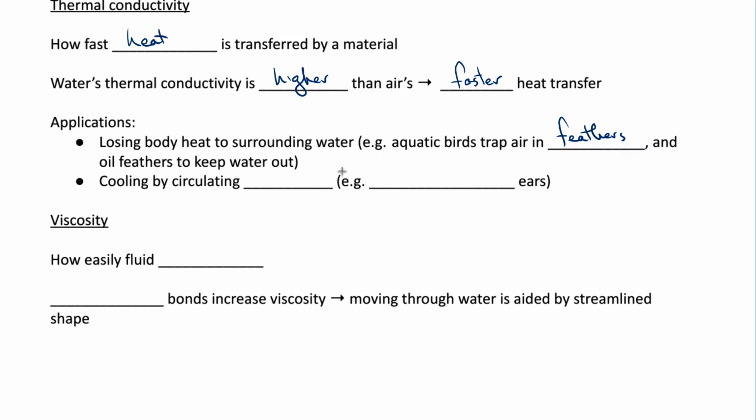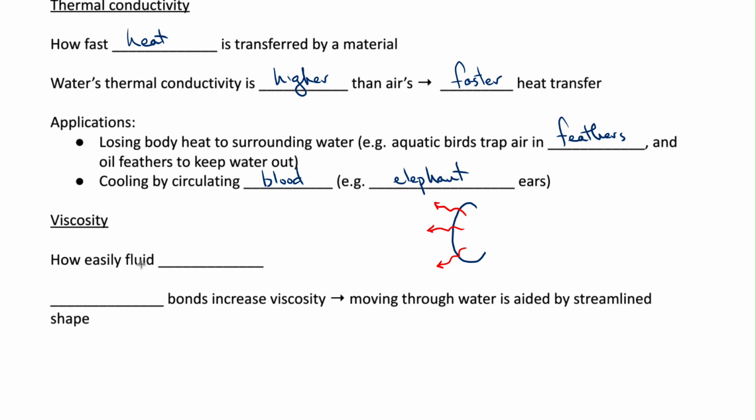The other thing that aquatic birds do with their feathers is they often oil them. Oil is hydrophobic, keeps water out, and therefore protects against loss of heat to water. Now, in contrast, sometimes an animal might want to lose heat, and it can do that, it can cool by circulating blood. Blood, of course, is mostly water, and therefore will carry a lot of heat away due to water's high thermal conductivity. So elephant ears are large not because of anything to do with hearing, but because the large elephant ears, when blood is pumped throughout them, can carry heat away from the core of the body so that it can be lost to the environment to prevent the elephant from overheating.